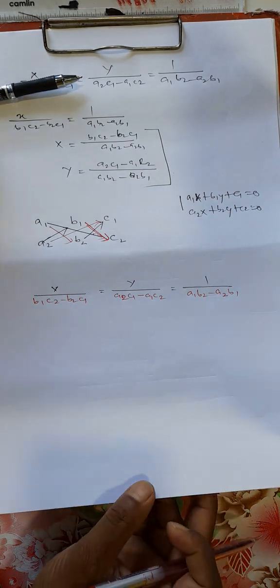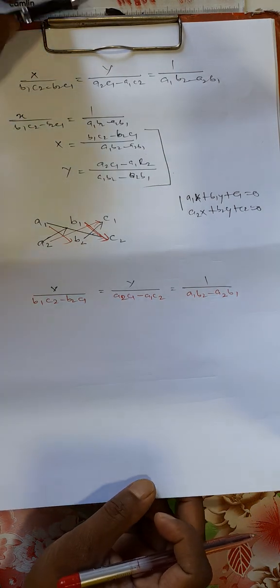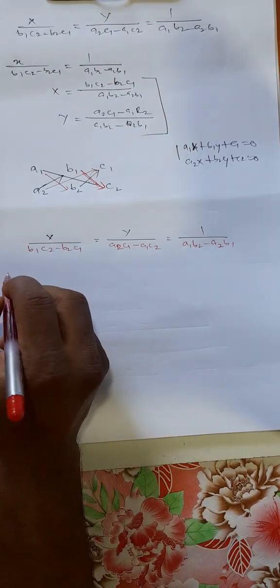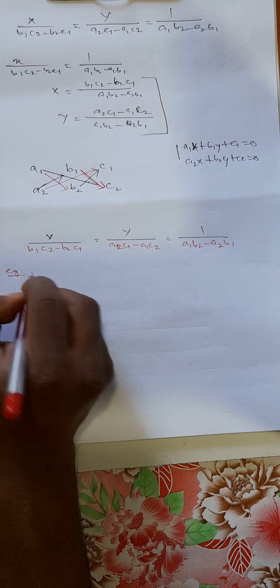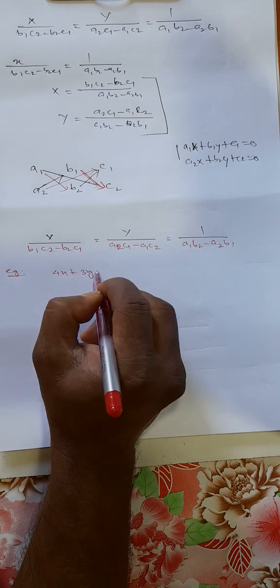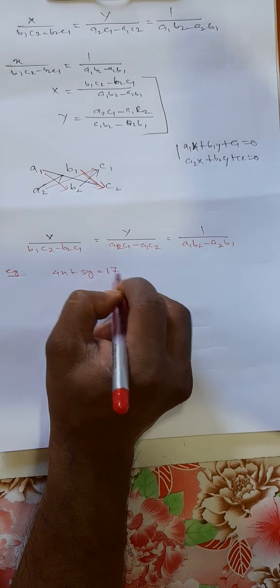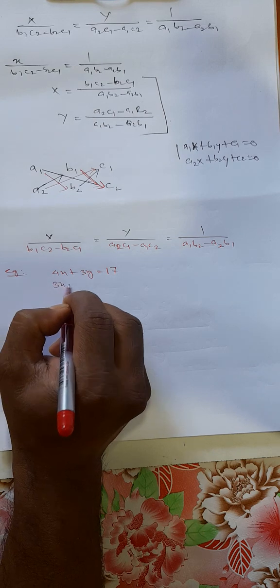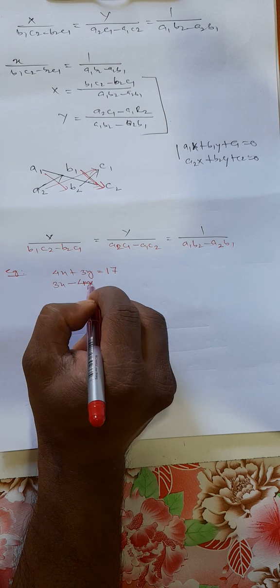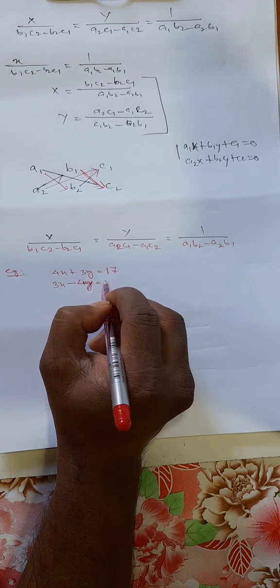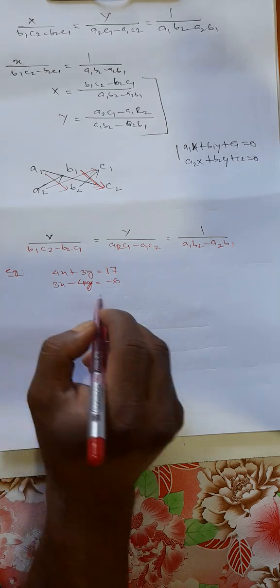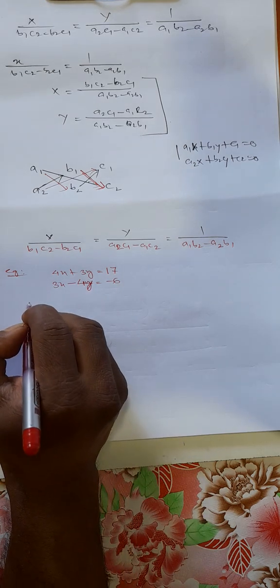Now let us try to solve a pair of linear simultaneous equations with the help of cross multiplication. So for example, suppose let us see 4x plus 3y equal to say 17, and 3x minus 4y equal to say minus 6. Now let us convert this equation into standard form first. Solution.